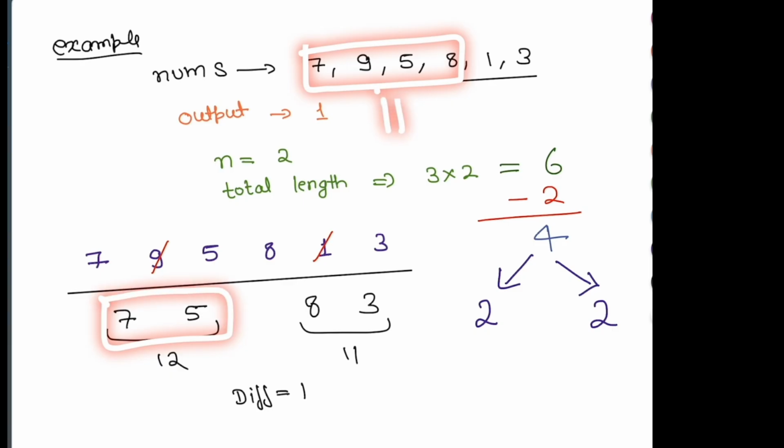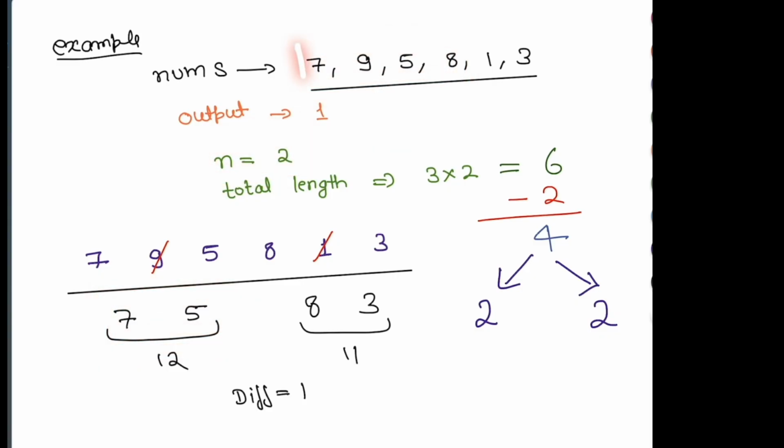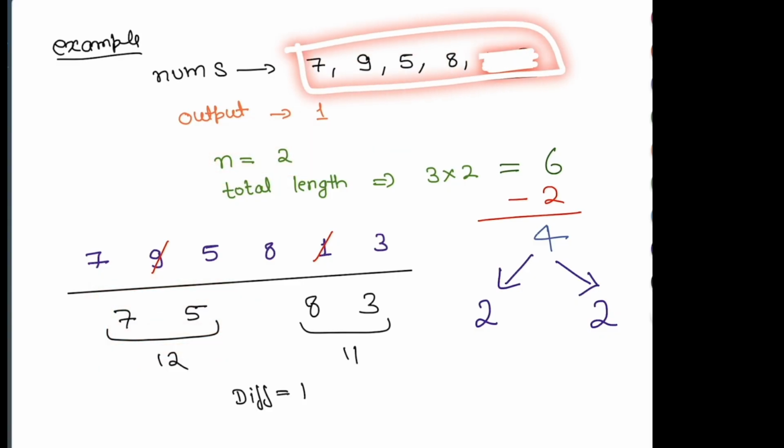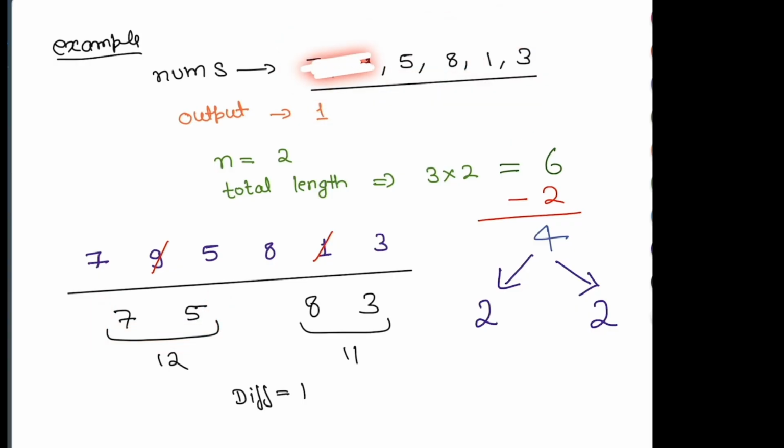If I remove any 2 elements from this, because I have to remove a total of 2 elements, right? If I remove any 2 elements from my whole array, let us say I remove the last 2 elements, then also the first 2 elements in my array, 7 and 9, are part of the first 4 elements, right? Let us say I remove the first 2 elements, then also the first 2 elements in my array, that is 5 and 8, will be part of the first 4 elements of my original array.